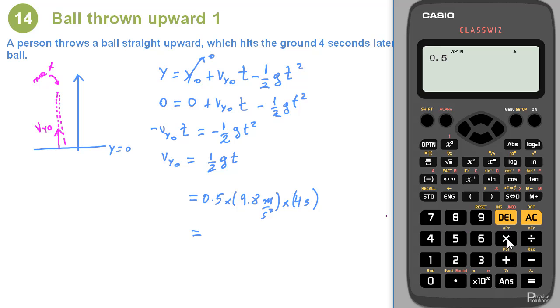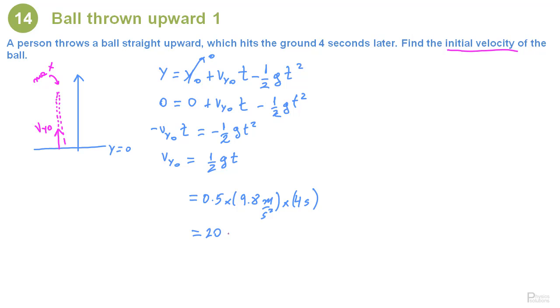0.5 times 9.8 times 4, 19.6, roughly 20 meters per second, because what we're looking for is velocity, which can also be verified with the units. And there we have it. This is the initial velocity given to this ball so that it will go all the way up to the max point and come back, hitting the ground again after 4 seconds.